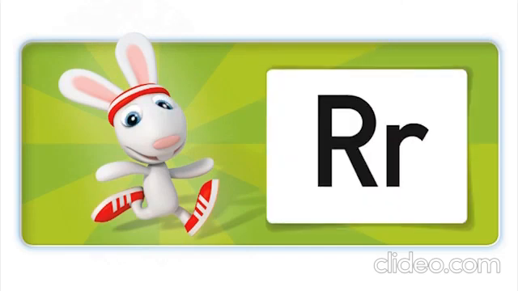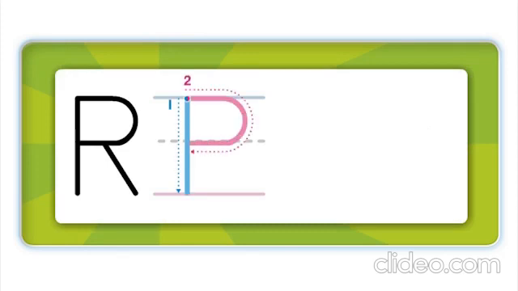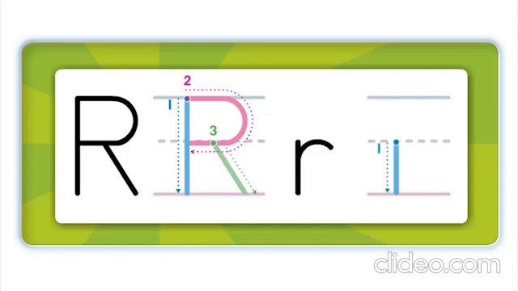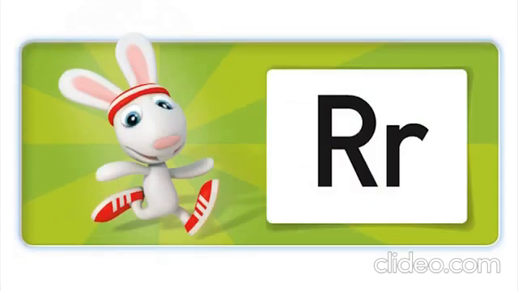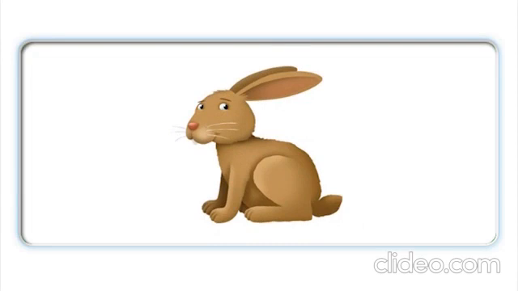Hello, I'm a racing rabbit. This is the R sound. This is the letter R. R, R. Racing rabbit. R, R. Racing rabbit. What's the beginning sound? R. What letter is this? R. Rabbit.